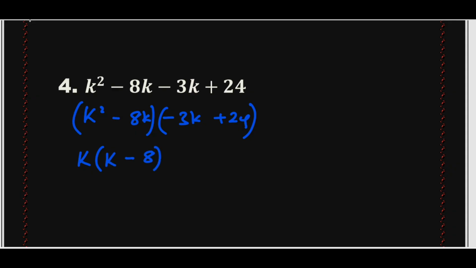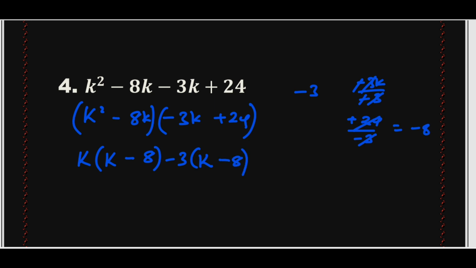What about negative 3k plus 24? What is common? Negative 3 is common, so negative 3 into, negative 3k divided by negative 3, what do we remain with? Negative and negative becomes positive, 3 and 3 go, we remain with k. And what about positive 24 divided by negative 3? Positive divided by negative gives us negative, and 24 divided by 3 is 8, so we shall have negative 8.